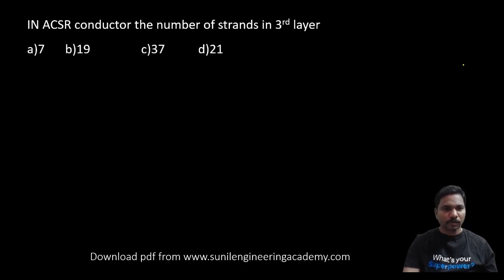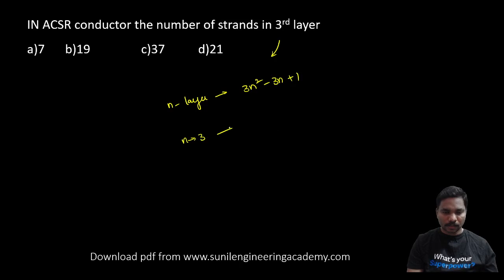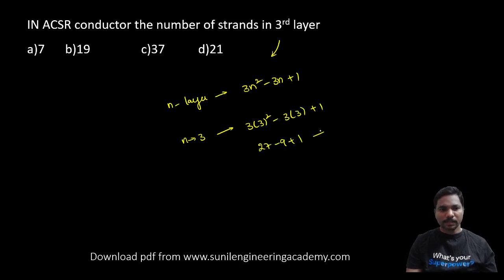In an ACSR conductor, the number of strands in the third layer. In case of n layers, the formula is 3n square minus 3n plus 1. So if they are asking for the third layer, 3 into 3 square minus 3 into 3 plus 1. 9 into 3, 27 minus 9 plus 1. 28 minus 9 means 19. So the answer is option B.